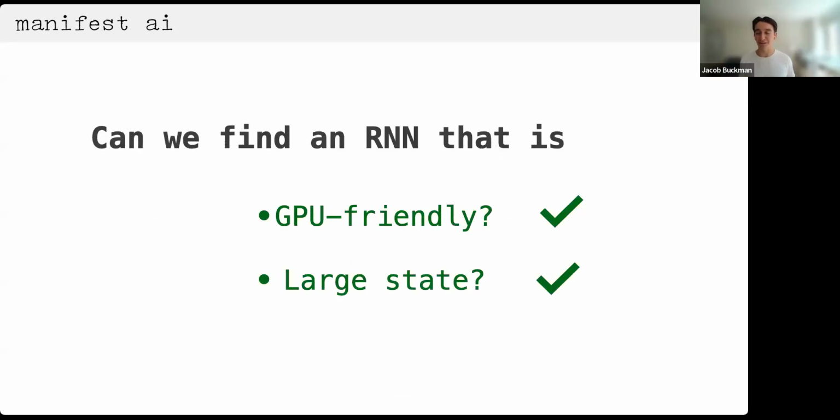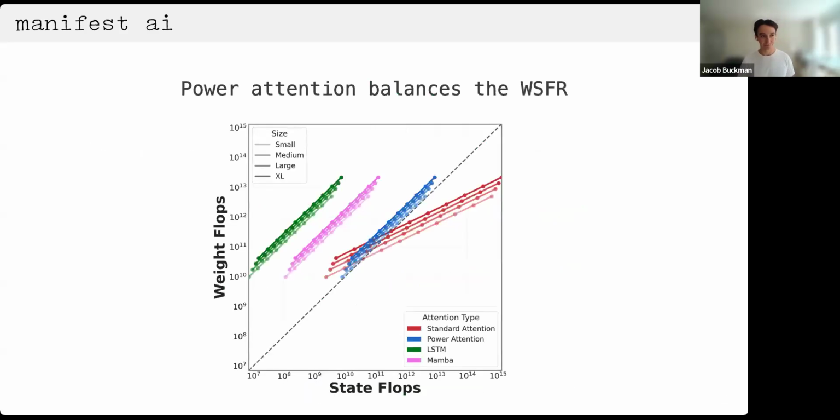And so we have now found an RNN based on power attention that has both of these properties. It's both GPU friendly and has a large state. So let's see how it does. Let's see it in action.